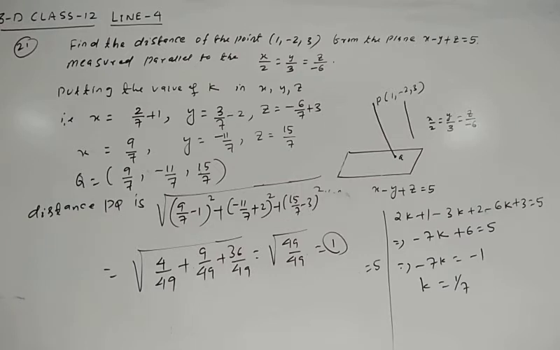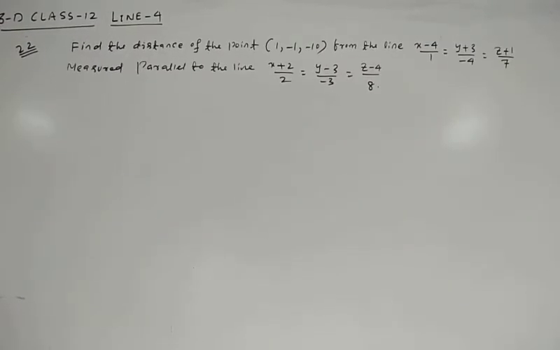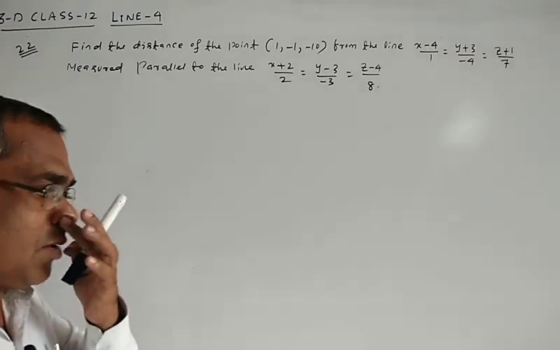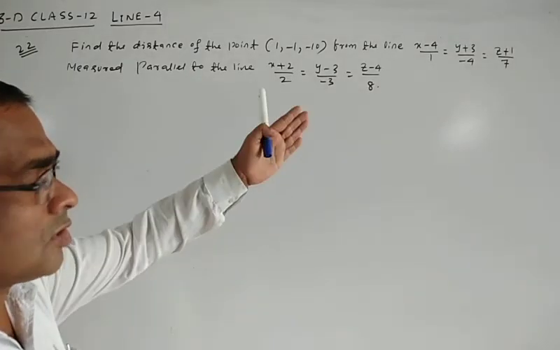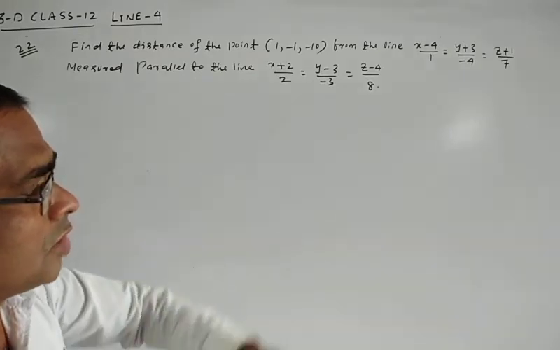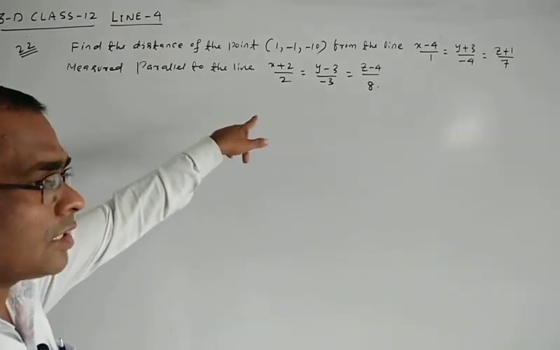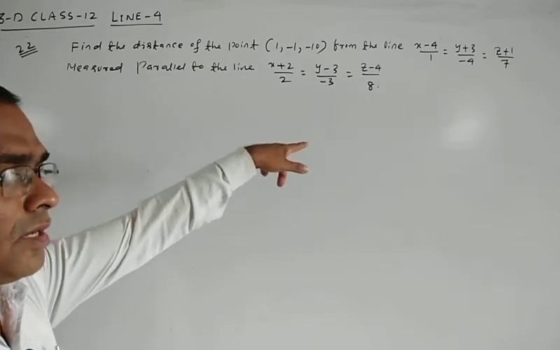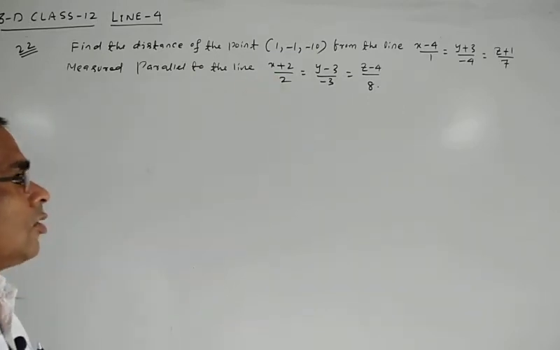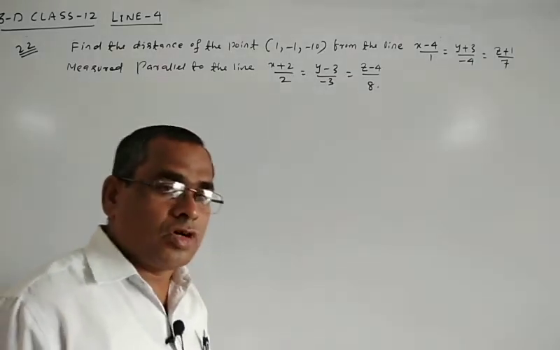Okay. Now we write this problem. Find the distance of the point 1, minus 1, minus 10 from the line (x minus 4) by 1 equal to (y plus 3) by minus 4 equal to (z plus 1) by 7, and measured parallel to this line (x plus 2) by 2 equal to (y minus 3) by minus 3 equal to (z minus 4) by 8. Okay. So first we draw this figure.